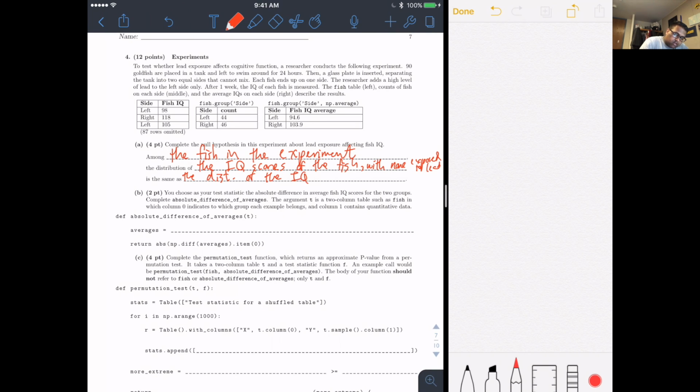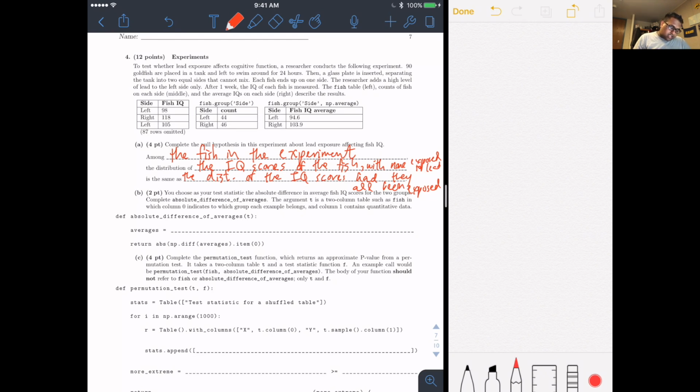The distribution of the IQ scores had they all been exposed. So what we're saying is that the distribution, had none of them been exposed, and the distribution, had all of them been exposed, the IQ distribution should be the same. And that's our null.